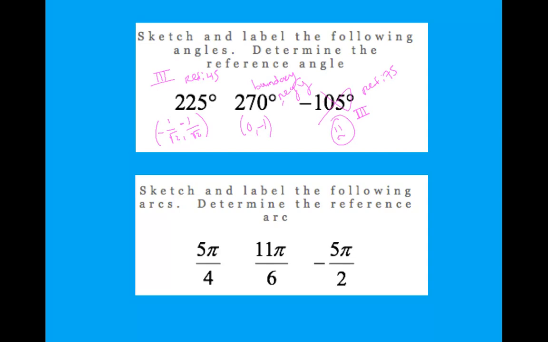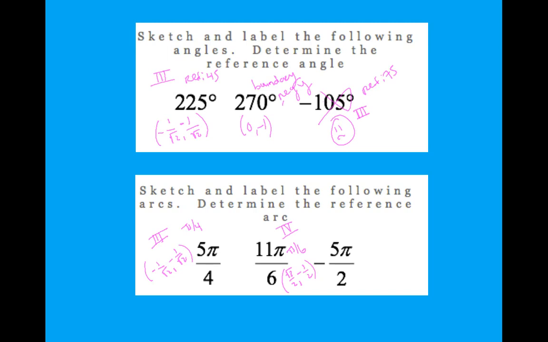5 pi over 4 is going to be in quadrant 3. Its reference angle would be pi over 4. So it's going to be the same as this, right? These are the same angle. Negative 1 over root 2, negative 1 over root 2. 11 pi over 6, it's a little bit less than a full circle. That's going to be in quadrant 4, and its reference angle would be pi over 6. So that's going to be root 3 over 2, negative 1/2.